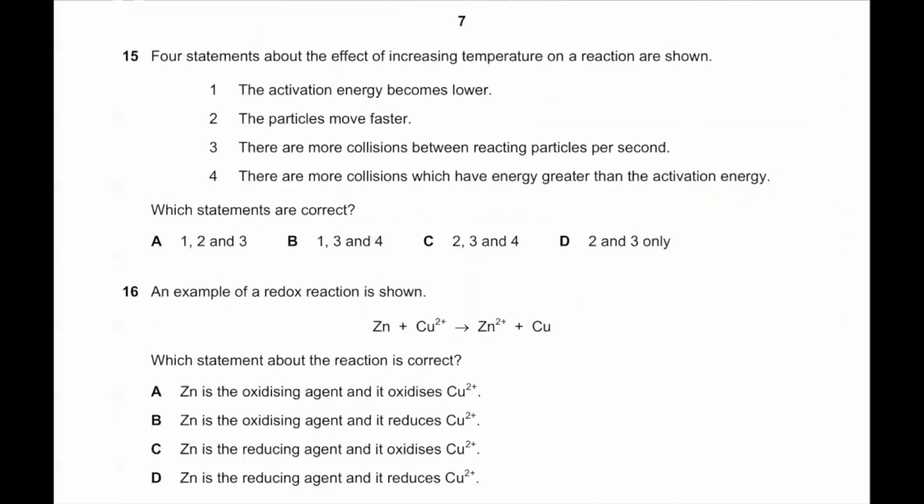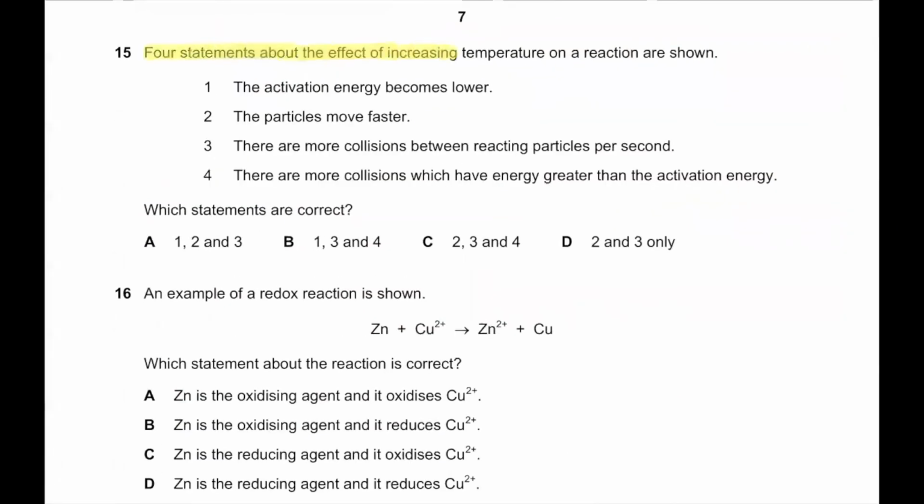Moving to question number 15. Four statements about the effect of increasing temperature on a reaction are shown. Increasing temperature, the activation energy becomes lower. That is totally wrong. Catalyst decreases activation energy, guys. Nothing else can decrease activation energy, so we should keep that in mind. Now moving to the next point. By the way, if one is wrong, A and B are already crossed out. Oh, okay, that sounds like a blessing.